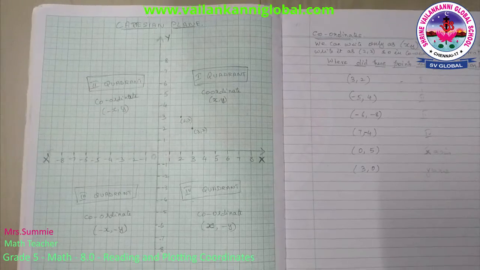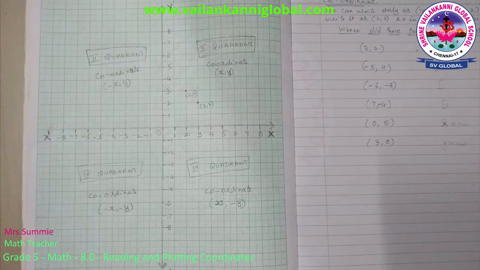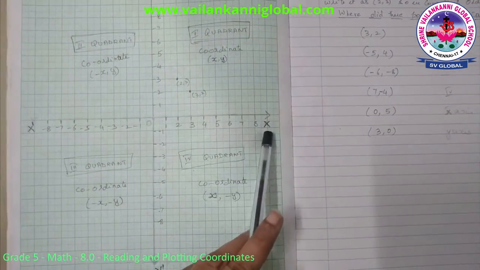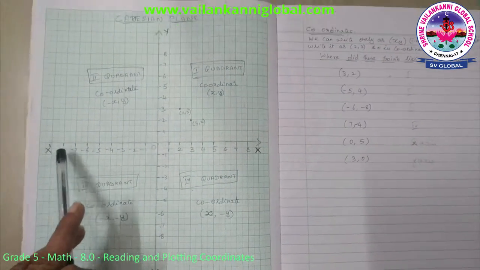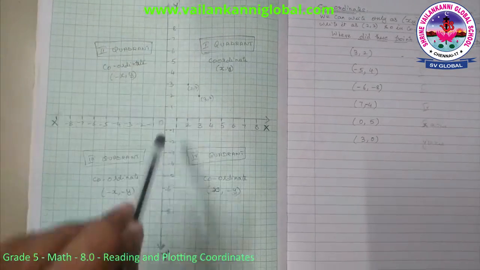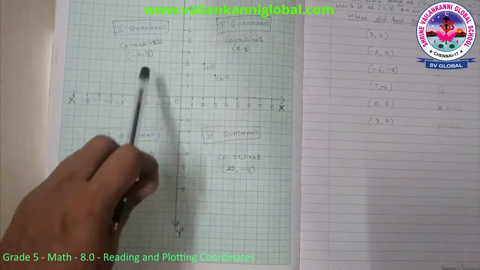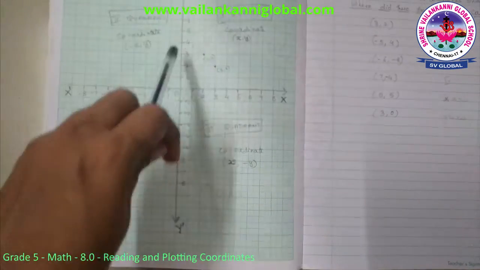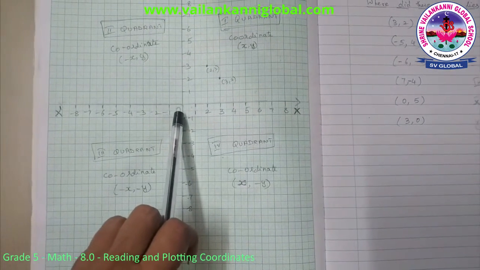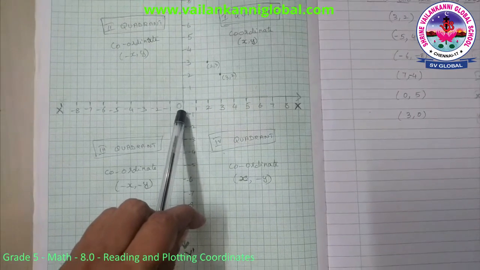Hello students, today we are going to read about the Cartesian plane. So, we draw the x-axis and we name it as x and x dash. Same way we draw the y-axis and we name it as y and y dash. Where the x-axis and the y-axis meet, that point is called the origin, and we mark it as 0.